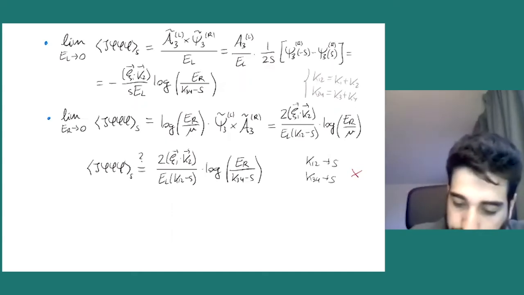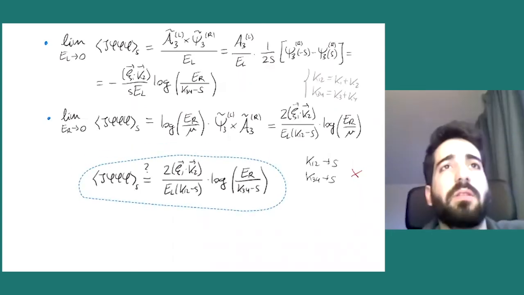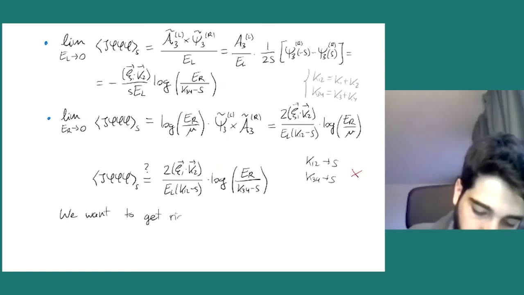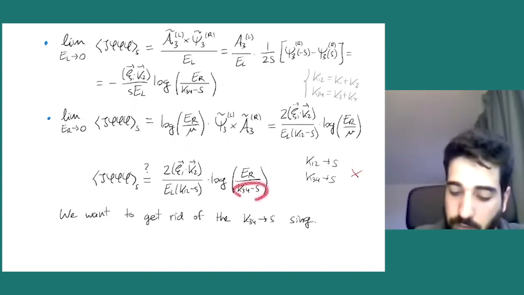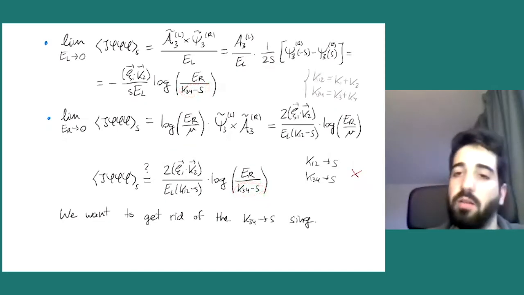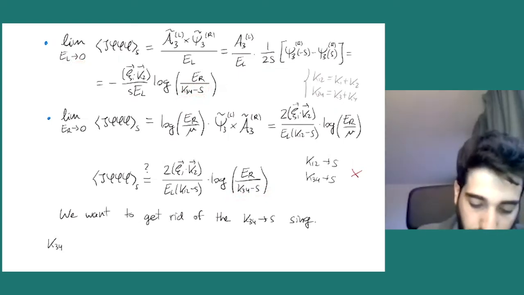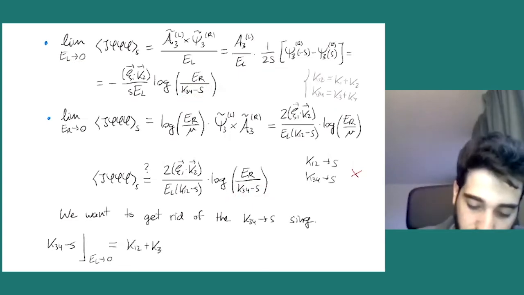Okay, so to get rid of this K34 minus S, we can do one thing. We want to get rid of the singularity. And in order to do that, well, this K34 minus S is here because we saw it in this logarithm, and then we thought, okay, maybe we can just write it here in our final answer. But notice that in the limit in which E left is 0, the fact that E left is 0 means that S is minus K12. So this can be rewritten as K12 plus K34 in that limit.